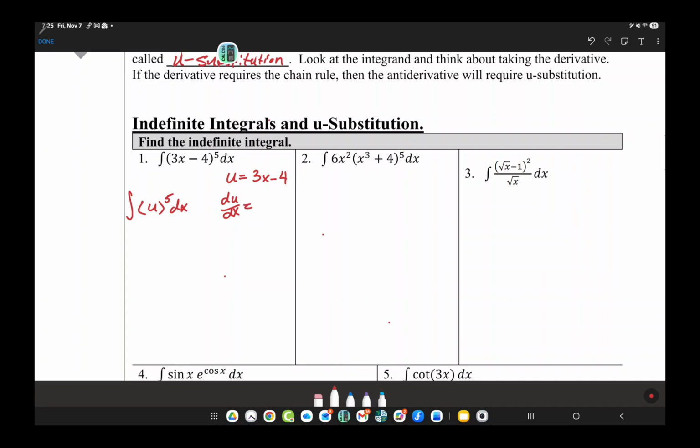So what is the derivative of 3x minus 4? It is 3. And we are going to treat that derivative as a fraction. And we are going to get dx by itself so we can replace it with du. So to do that, multiply both sides by dx. So du is equal to 3 dx. And to get dx by itself, du over 3 is equal to dx. So now we have something we can replace dx with. So this becomes the integral of u to the fifth du over 3.